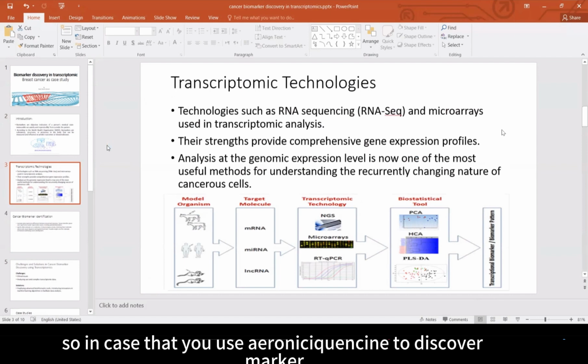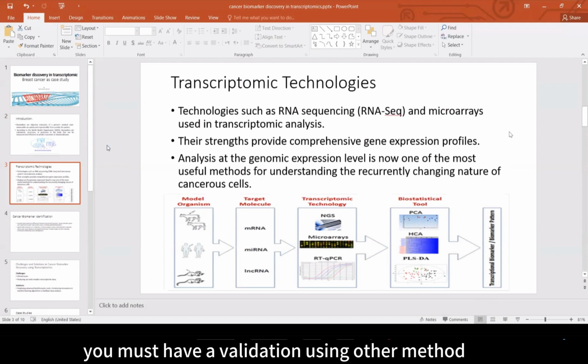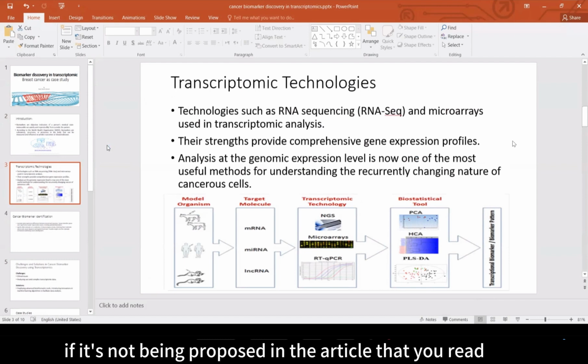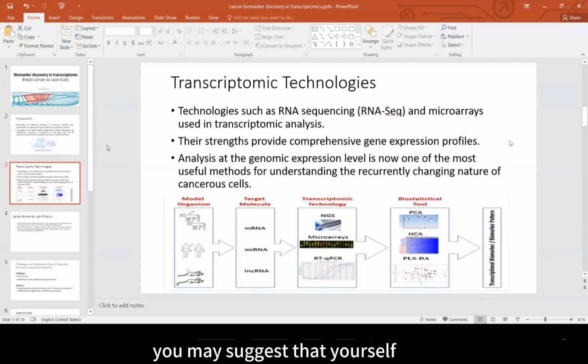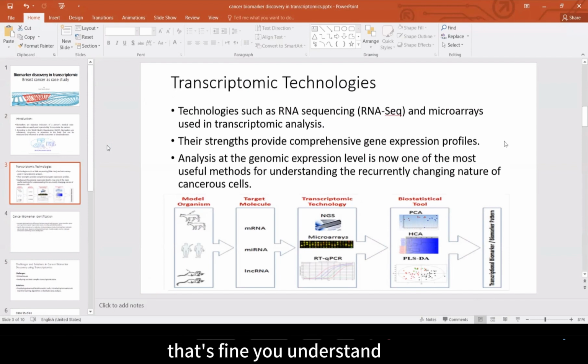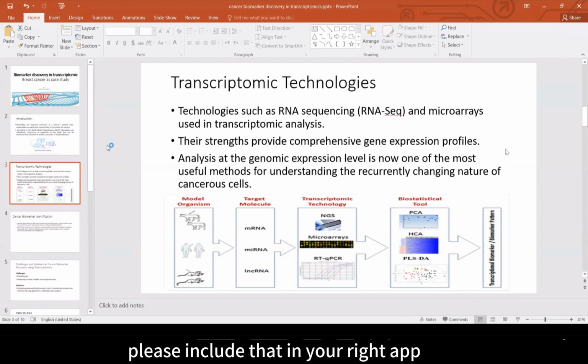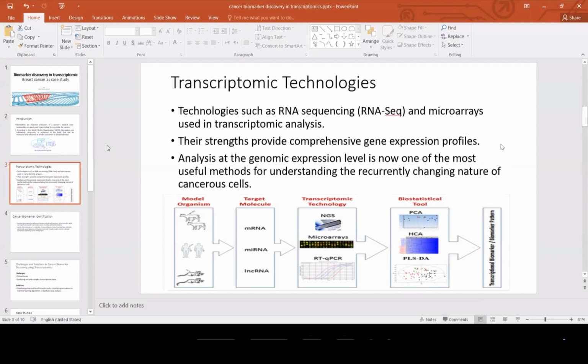In case you use RNA sequencing to discover markers in breast cancer, you must have a validation using another method. If it's not proposed in the article that you read, you may suggest that yourself. You can use RNA sequencing for the validation method, that's fine. Do you understand, Ra'an, what I'm saying? Okay, so if you don't include that in your presentation, please include that in your write-up. Okay, thank you.